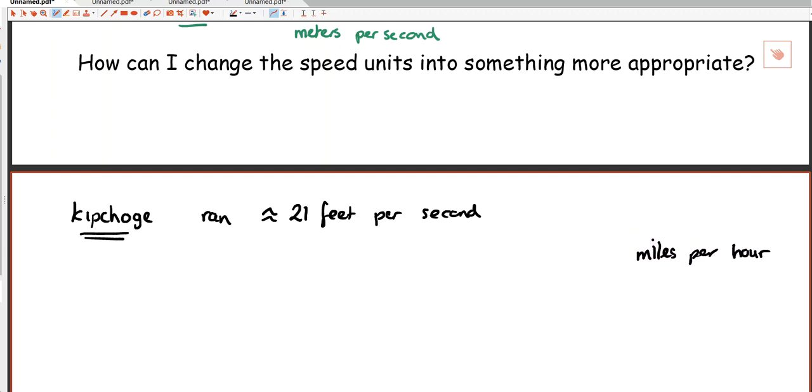Because then we can compare his speed to a car and see whether we think that's impressive or not. Because 21 feet per second, if that's what you got, that's quite quick. It sounds quick, but maybe I don't really appreciate it enough. So let's compare it to a car. How can we change from feet per second to miles per hour? Anyone got an idea?